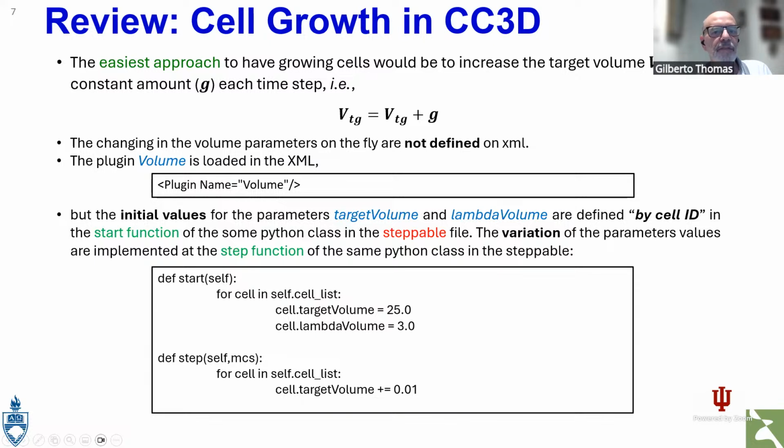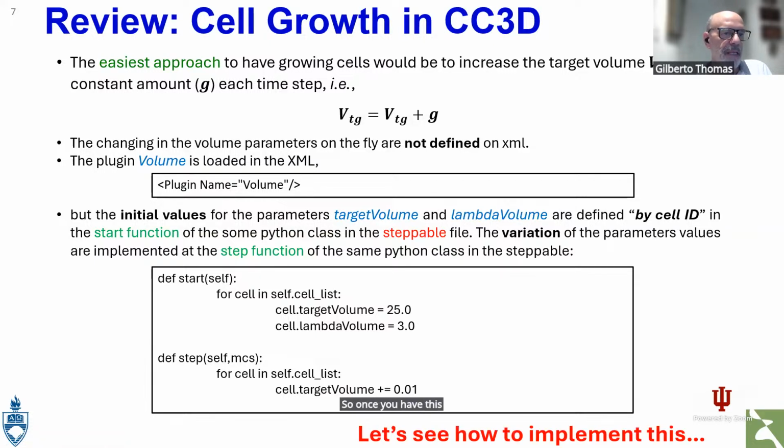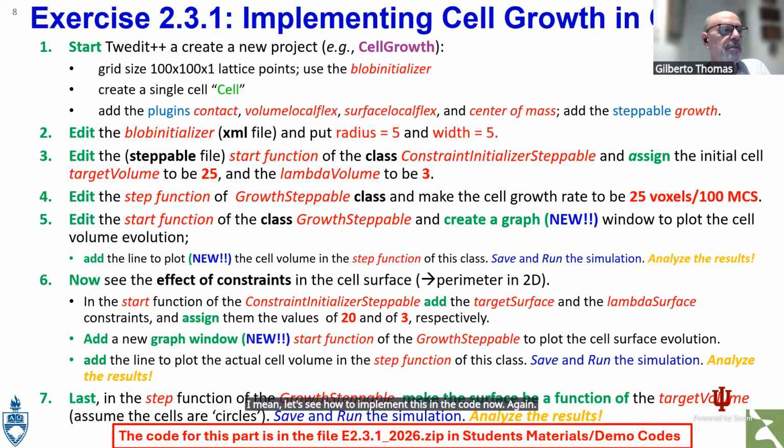So once you have this implemented, let's see how to implement this in the code now. Again, I will give you the roadmap, and you go code yourself, as we did in the previous activity. Start this new project in TwoEdit with the roadmap. I will go step by step to show how to proceed. Again, the code is in the zip file in the student material demo codes.